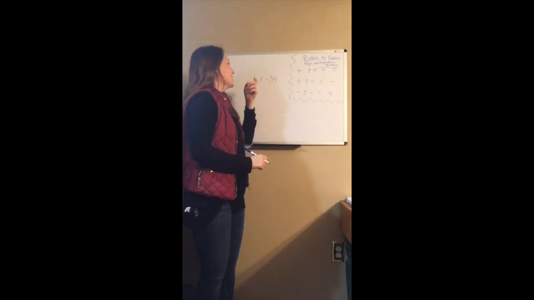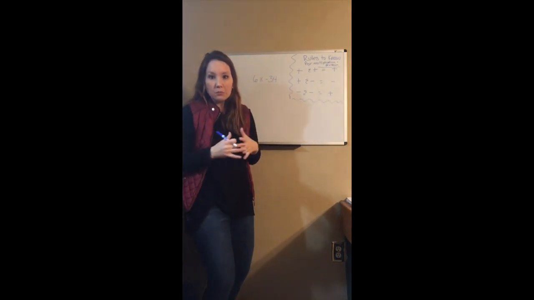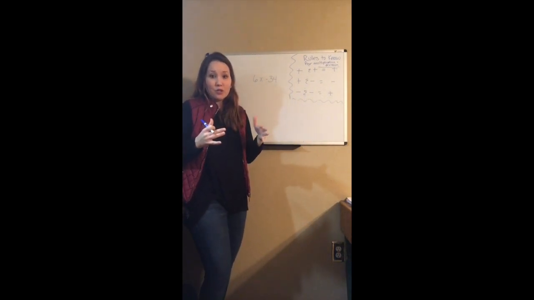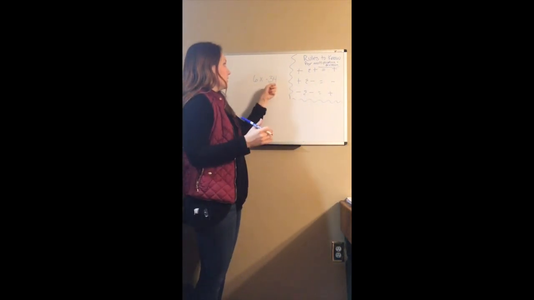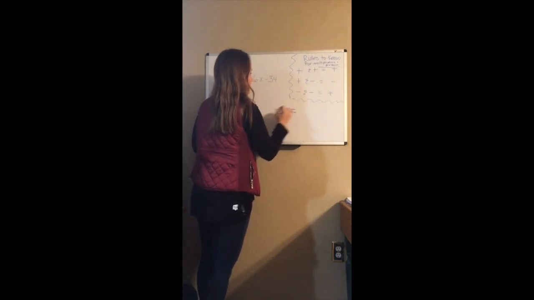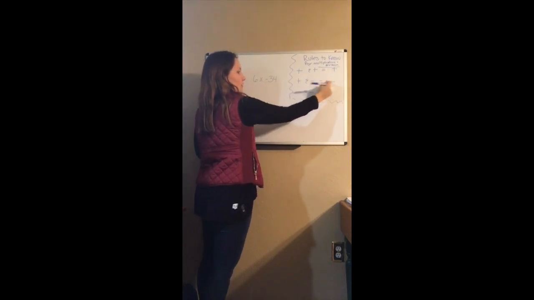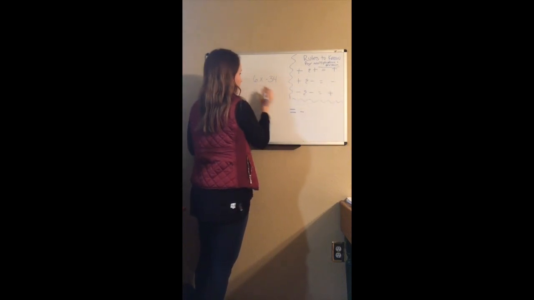So 6 times negative 34. First rule when we're dealing with positive and negative numbers, when we're multiplying and dividing: let's deal with the signs first. So I'm going to write my big equal sign. We have a positive and a negative. A positive and a negative gives me a negative number.